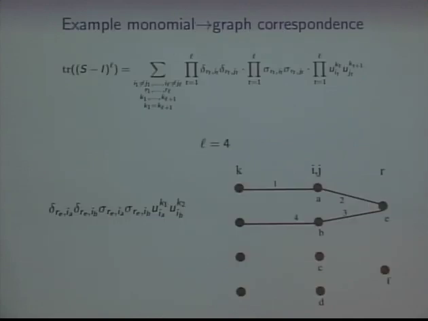Okay. So I want to explain a little bit about how this monomial to graph correspondence works. Because what I'm going to say in the remaining 20 minutes or so is not going to make sense unless I talk about this correspondence. So, for example, let's look at us taking the fourth moment.